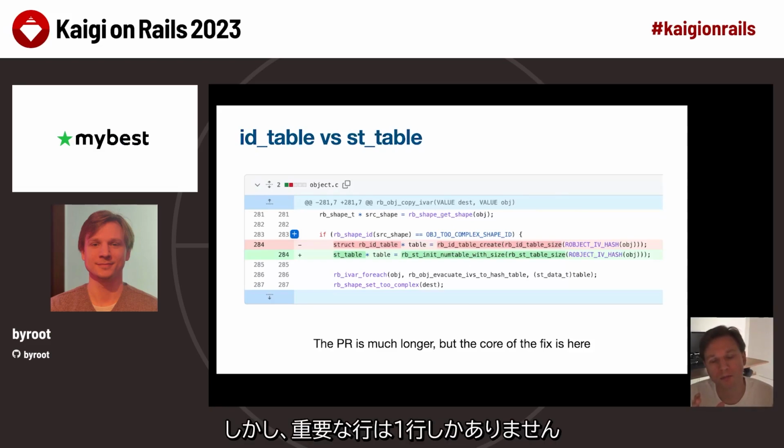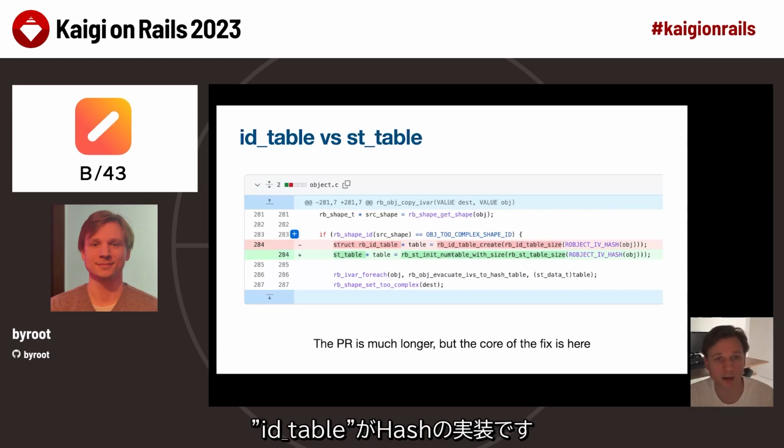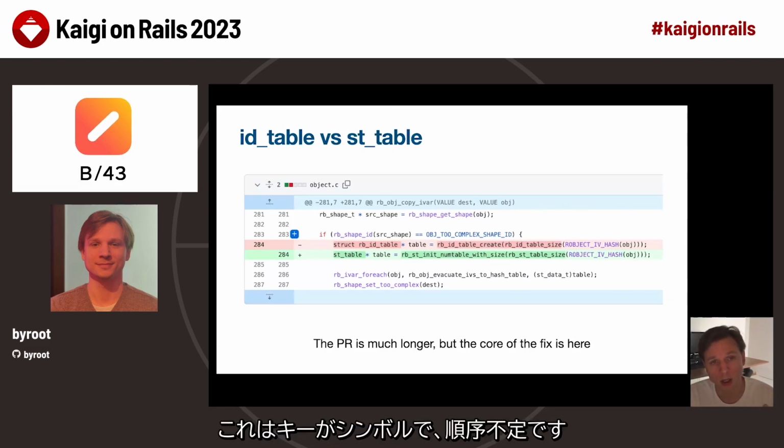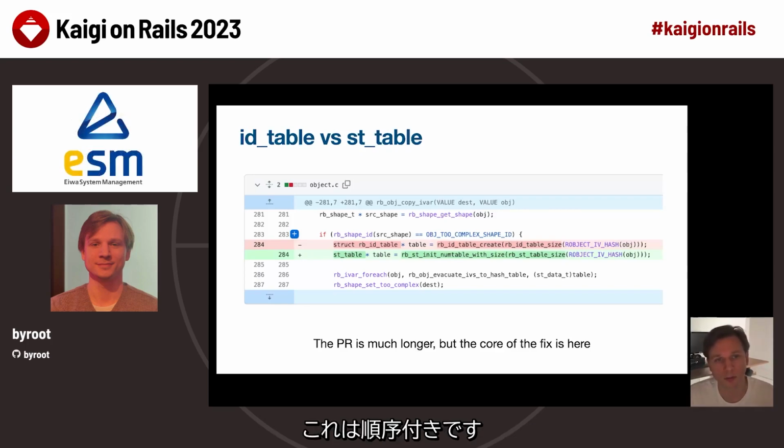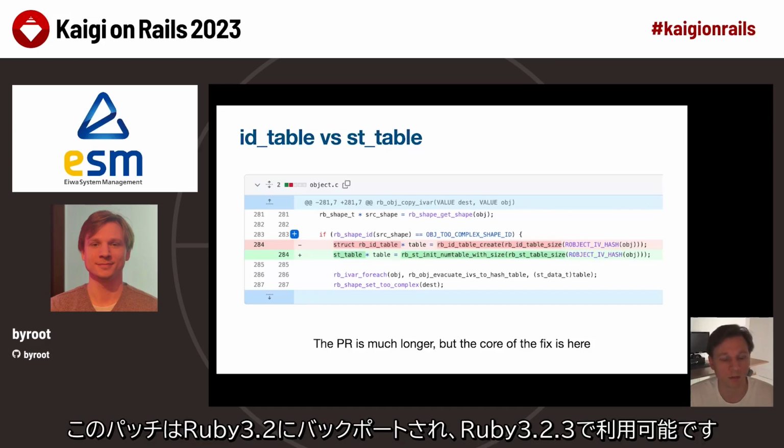But what you want to see here is that before it was using an ID table, which is a hash implementation whose keys are only symbols, and that's not ordered. And now it uses an ST table, which is what is backing the Ruby hash implementation. So now it's an ordered hash. And this was backported on the 3.2 branch. And whenever Ruby 3.2.3 is released, it should be usable.